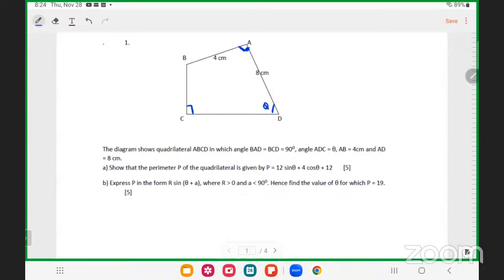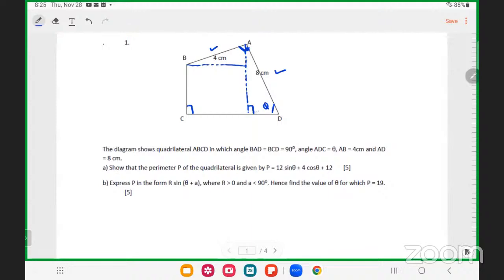The first part of the question is to show that the perimeter of the quadrilateral is given by this. So perimeter is the sum of all the edges, all the outer boundary. So I have this as 4, I have this as 8. I need to find the remaining two sides. So I will break this into two parts. This will be 90, and I will break this here as this.